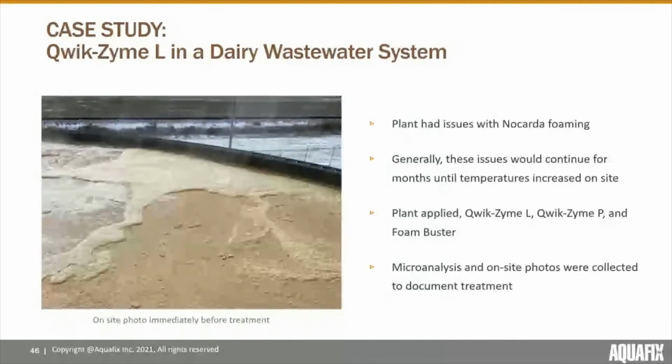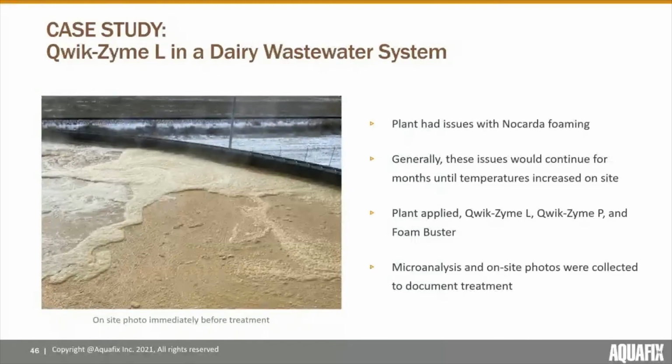However, in this case, they ended up with excessively high levels of nocardiiforms concentrating in their foam. This happens pretty much every winter in this site, and generally speaking, the foam had been sticking around in previous years for around 4 months. So they were interested in doing a treatment. It was causing some messes and maintenance issues, and they didn't want to deal with it.